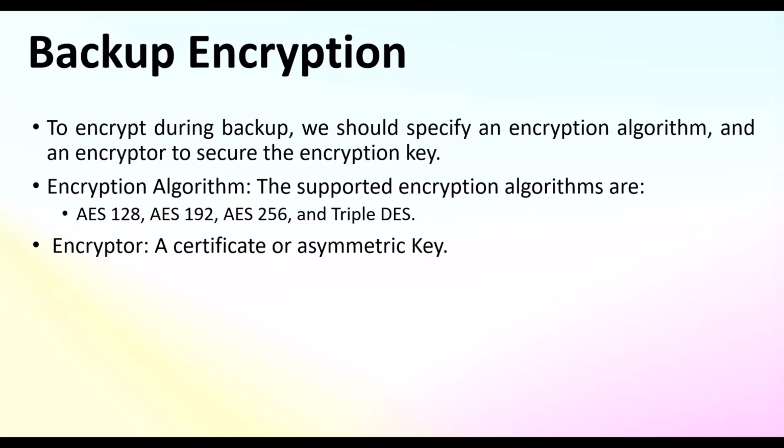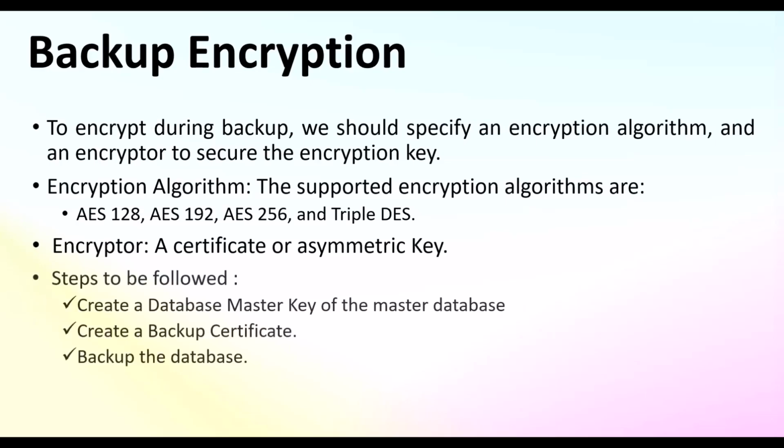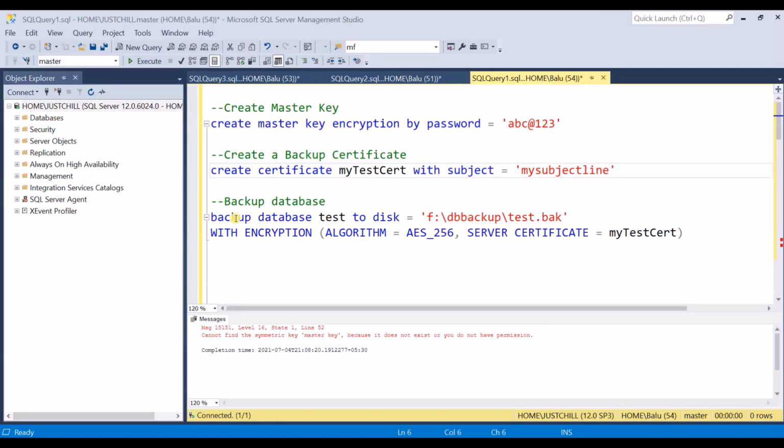We have the encryption algorithms here, and an encryptor which is a certificate or a key. We have a total of 3 steps to encrypt a database backup. First we create a database master key for the master database, then we create a backup certificate, and then we perform the database backup. Let's see the demo. So these are the 3 steps. First we'll create a master key with the password. You can use a strong password.